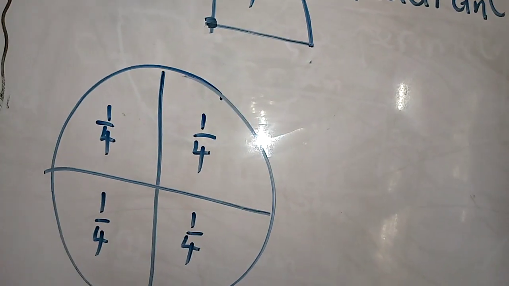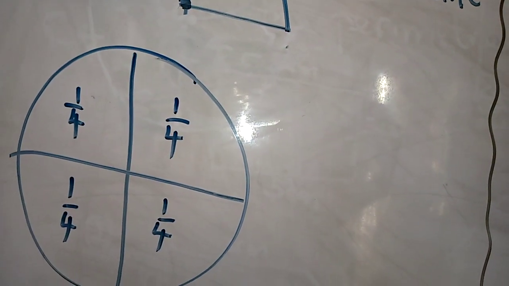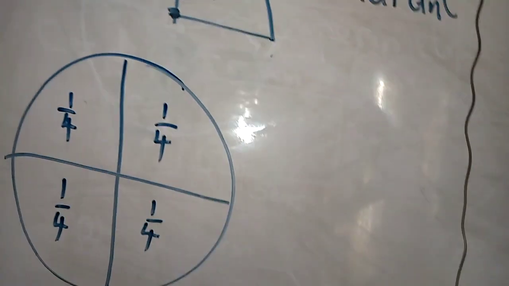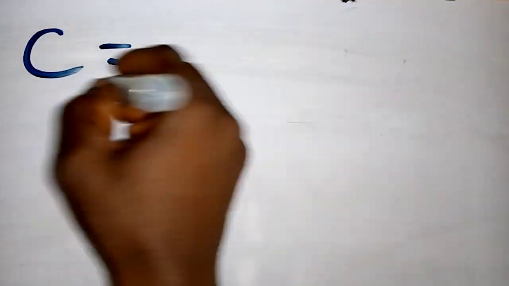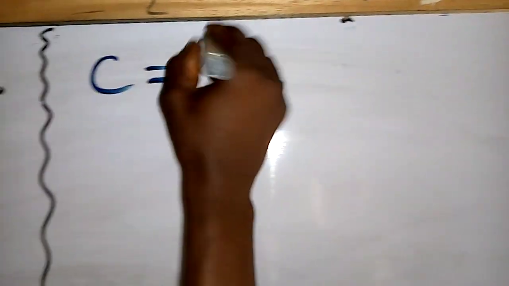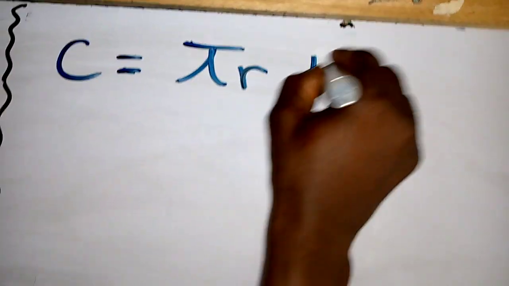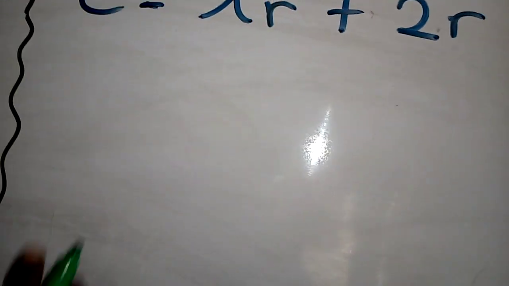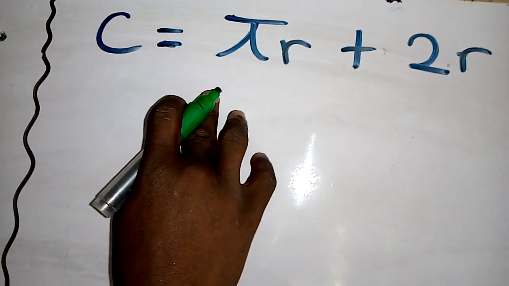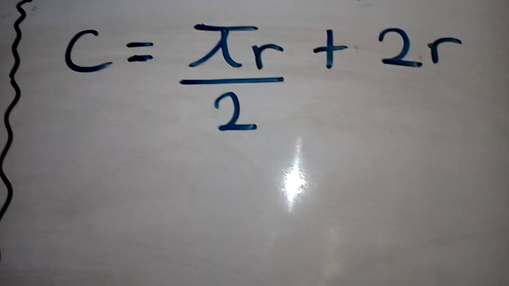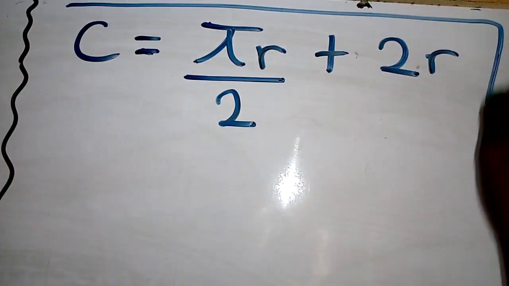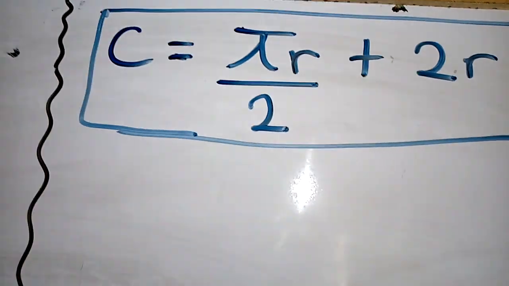So to calculate the circumference of a quadrant of a circle, the formula for a semicircle is pi r plus 2r. So for the quadrant, you are still going to do what? You divide this into 2, the half of this. Okay? Half of it.